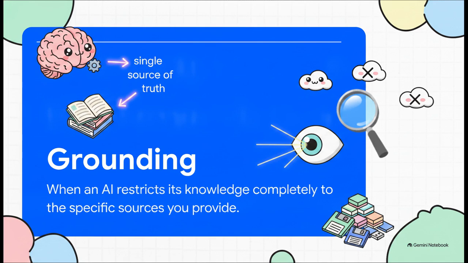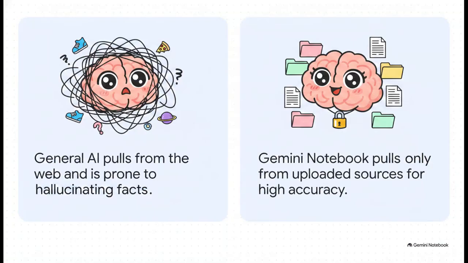It deliberately turns a blind eye to its massive native training data and laser focuses only on the specific context you give it. And this is exactly why this tool is a total game changer compared to a standard chatbot. A general AI is out there constantly scanning the entire web, which, as we know, makes it super prone to making things up or pulling in totally irrelevant stuff. Gemini Notebook, on the other hand, strictly pulls from your uploaded sources. You are literally curating its brain. Because it's strictly analyzing your hand-picked information, the accuracy just absolutely skyrockets.